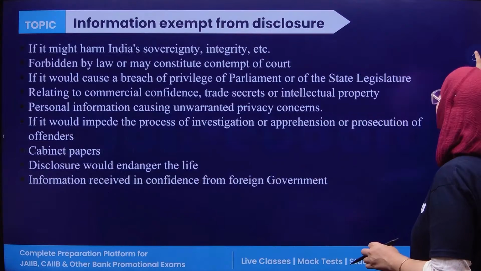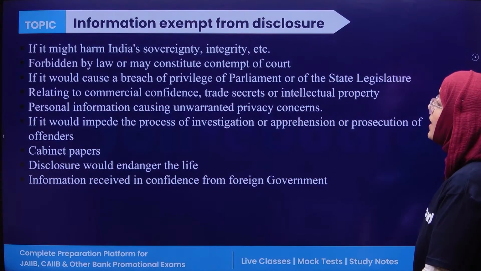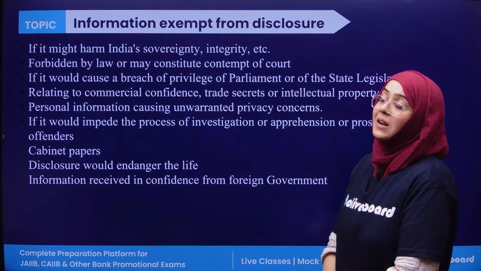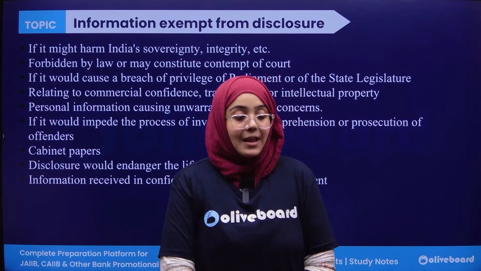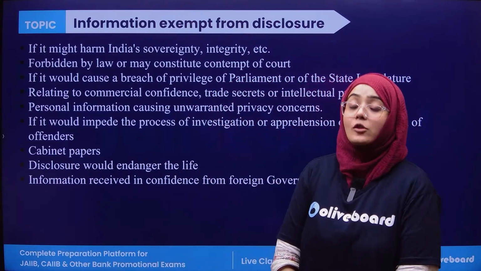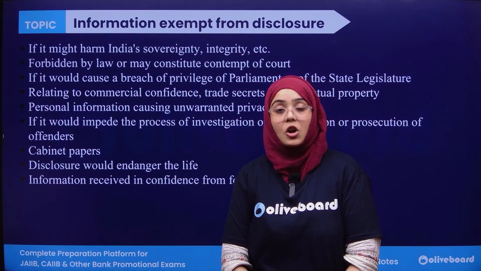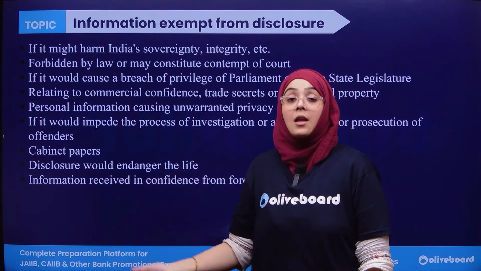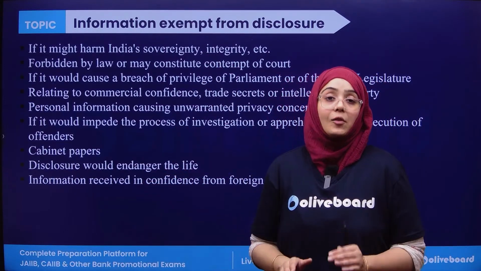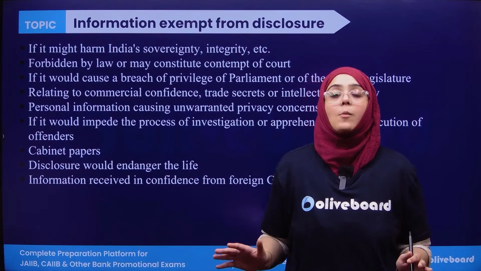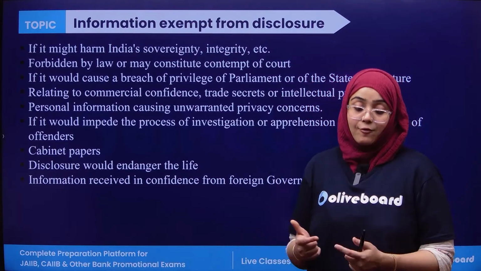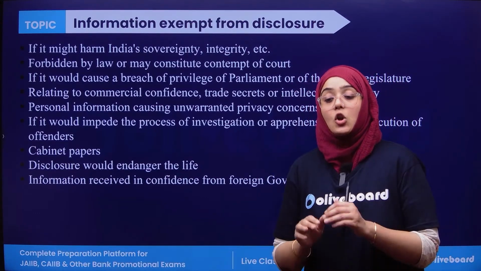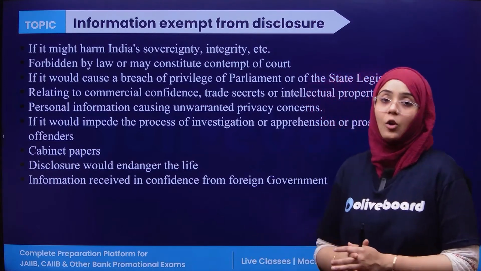Okay, next, if we are talking about the information that is exempted from disclosure, obviously there is some information which is actually exempted from the disclosure. For example, if any citizen is asking for any of these things, they can be clearly rejected by the public information officer. Now, what is the information which is not necessary to be disclosed?